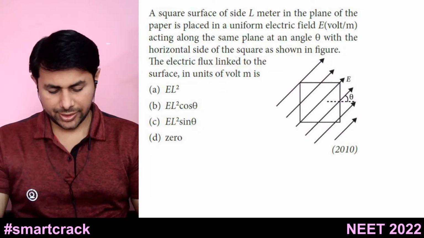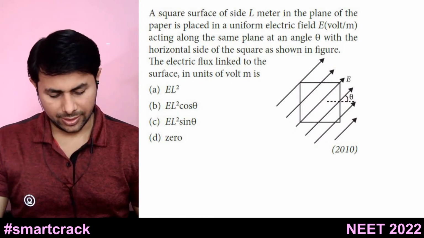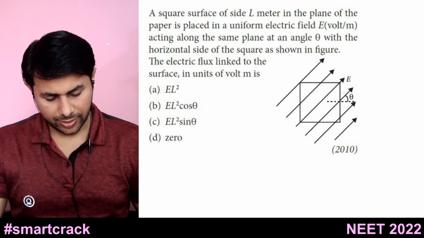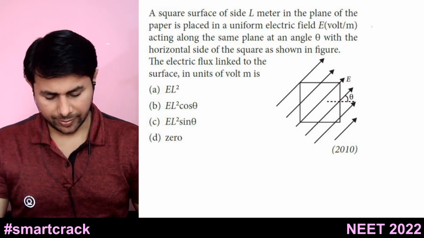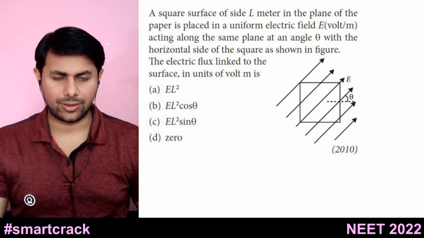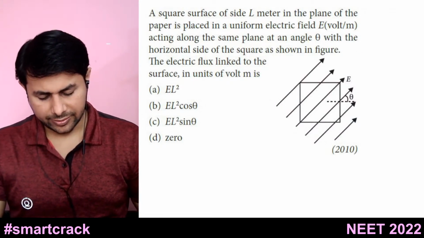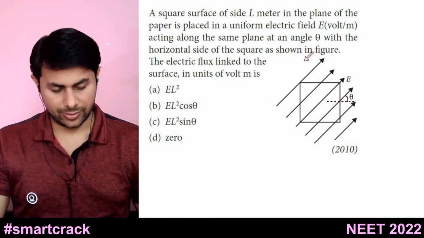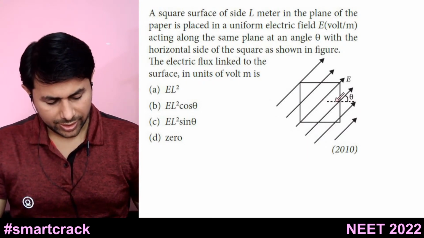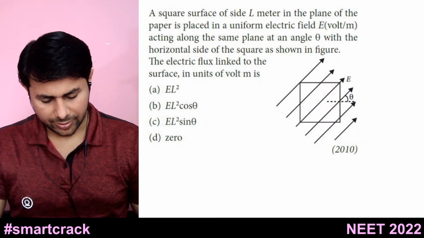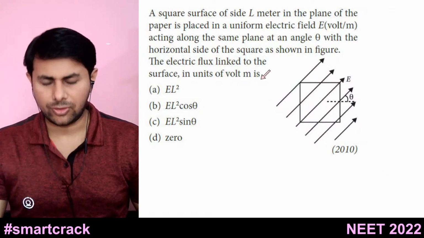The next question is: a square surface of side L meter, so we have the square, in the plane of paper, is placed in a uniform electric field acting along the same plane. The electric field is acting along the same plane at an angle theta with the horizontal side of the square, with this side of the square. The electric flux linked to the surface in units of volt meter is?